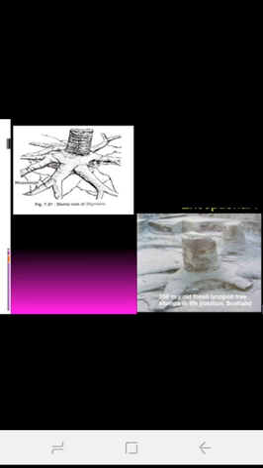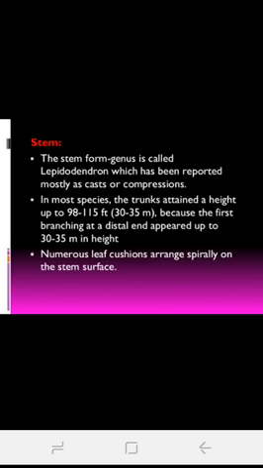This is a picture of Stigmarian rootlets. The first one is the diagrammatic sketch, the second one is the photograph of the fossil obtained from Scotland. A 350 million years old fossil. Its Stigmarian root is observed. Then about its stem, stem is a form genus, and it has been reported as cast or compression. You know, cast and compression is a type of fossilization.